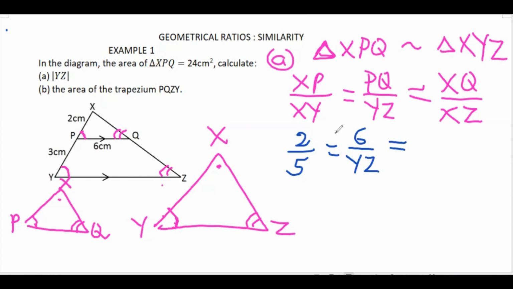YZ, which is equals to, are we given XQ? XQ is not known. So XQ is not given, over XZ. Are we given XZ? Let's check. It's not given either.